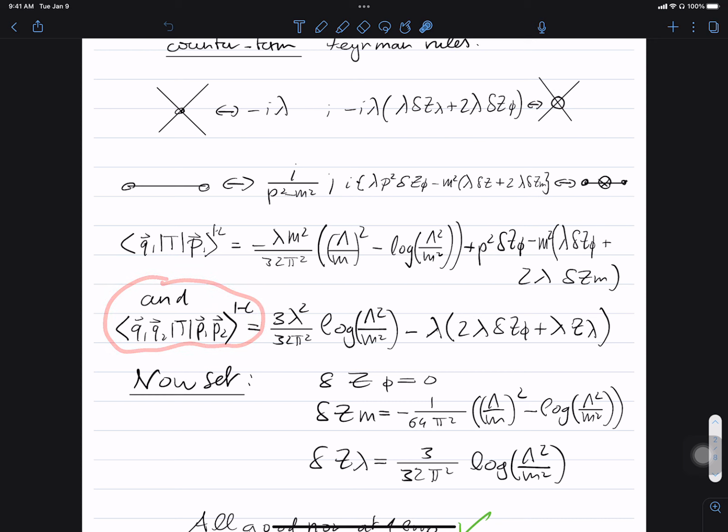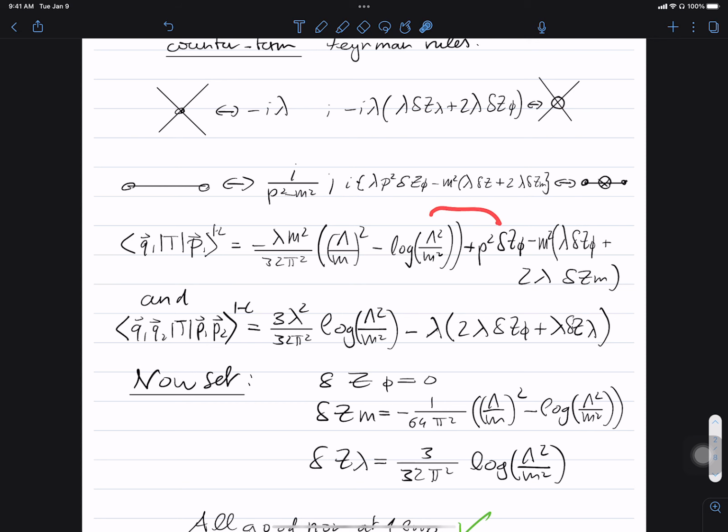diagram, the 2-to-2 process diagram, actually gives us a divergent term as we calculated, and we can read off this contribution here from the vertex. This is 2 lambda times delta Z_F plus lambda delta Z_lambda. So having this contribution here allows us now to cancel this divergence by the appropriate choice of these regularization parameters.